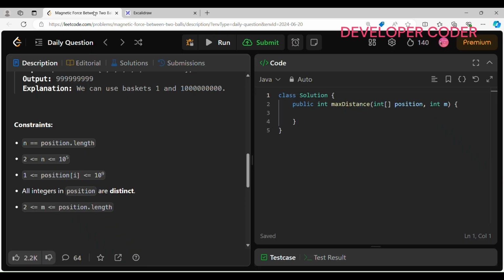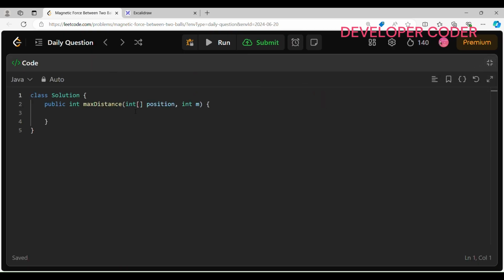Okay, so code is going to be very similar to what I have explained now. So let's do the coding first. So here Arrays.sort, this is what we need to do, right? Position. After sorting this, now we have to just do the binary search for the answer.